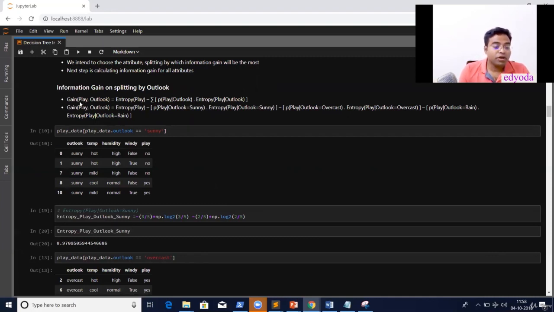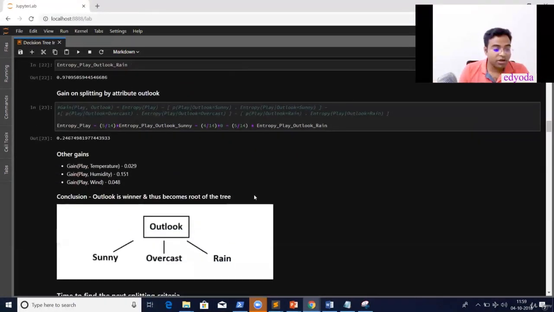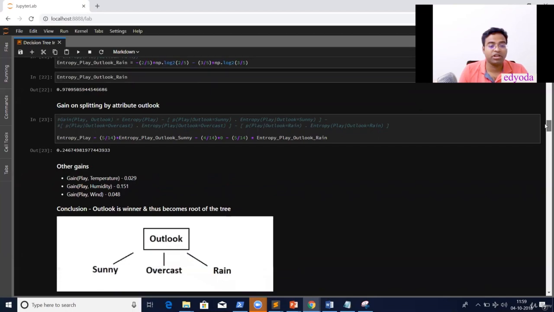So what do we want to do? We want to understand gain when you are splitting by outlook, and gain when you are splitting by temperature, humidity and wind. Whichever is the highest, we will split based on that. As we can see here in our situation, the information gain for outlook was the highest compared to temperature, humidity and wind. You can see these are the values for temperature, humidity, wind, and for outlook it was this value, right? So let's learn to calculate, and we know what to do after calculation. We need to compare.